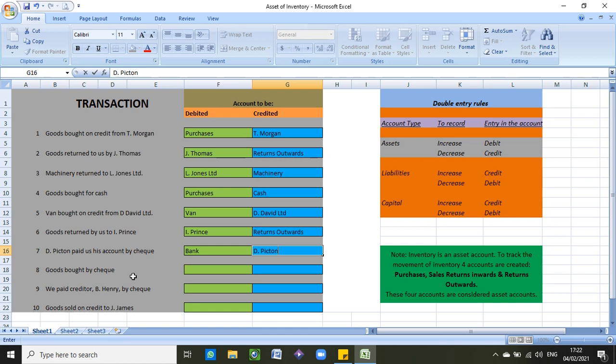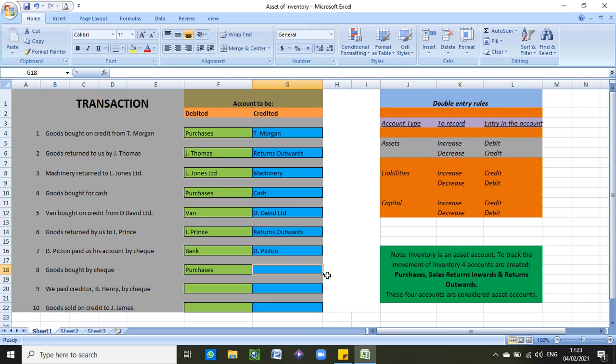The following transaction, goods bought by check. Here we see the word goods, so we know we have to use one of these accounts. Okay, what's happening with goods? Well, we're buying goods, goods bought by check. So that means that we will have more inventory. How do we show that? By doing a debit entry on purchases.